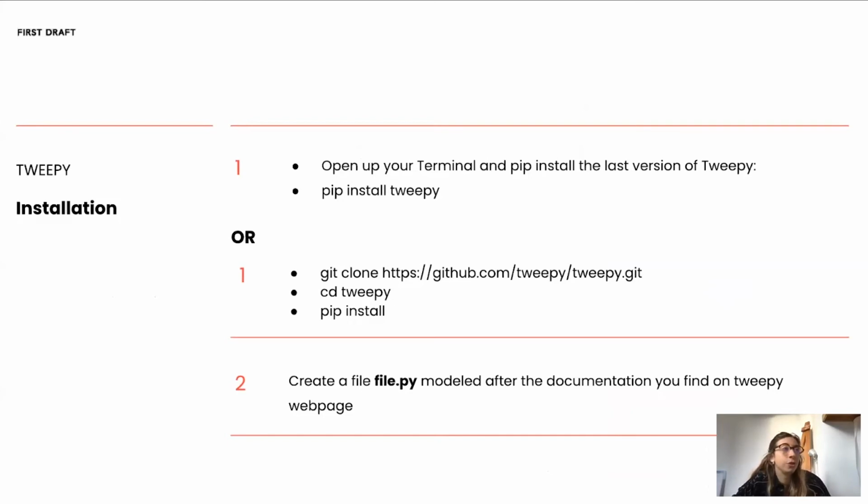So we're going to use a Python package called TweetPy that first of all you need to install on your computer. We can do this in two main ways. One is using pip install directly on the terminal, which, for those of you who are unfamiliar with Python, is a package for installing programs, or you can clone the GitHub folder on your terminal. And then we need to create a file that ends in .py, which is modeled after the code that I will share with you afterwards.